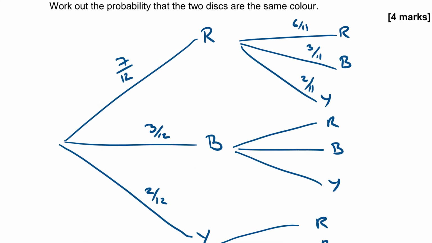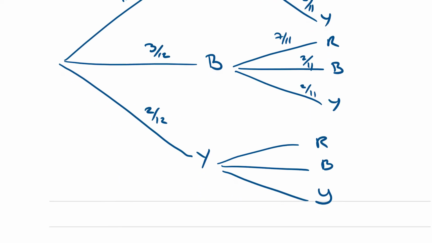If I pick blue first time, I'll have 1 less blue, so I'll have 2 blues to pick from out of 11. I'll have the same number of reds I had to start with, so that's 7 out of 11, and the same number of yellows I had to start with, which is 2 out of 11. And then finally, if I pick yellow the first time, I'll still have my 7 reds out of 11. I'll still have my 3 blues out of 11, and I'll only have 1 yellow left. So it'll be 1 out of 11 there.